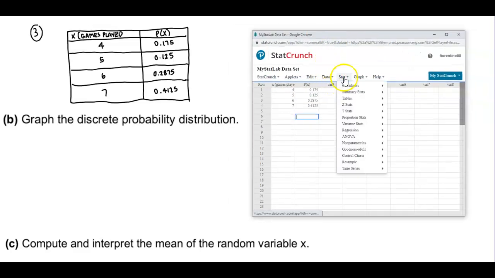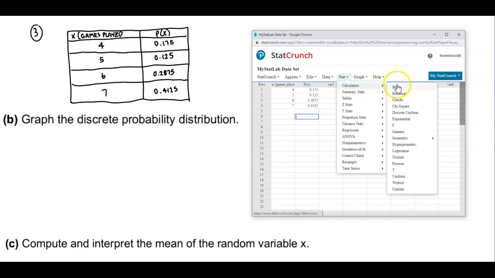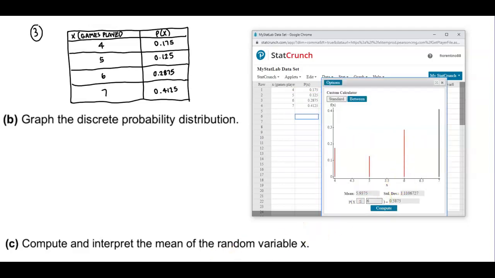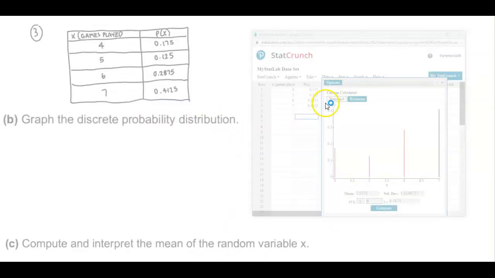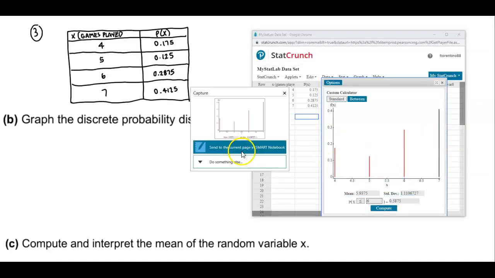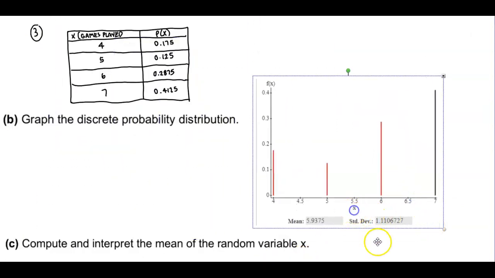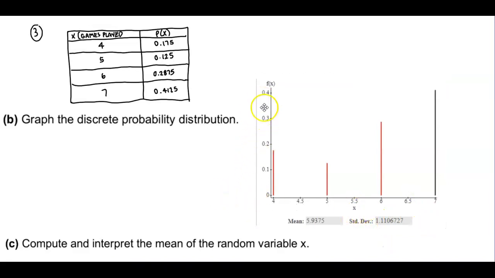So now we're going to go to Stat, select Calculator, and go all the way down to Custom. The values in are going to be the X, which is the games played, and the weights in are going to be the probability of X. So now we're going to compute. Let's take a look at this graph. So here is our graph. We can see the X, which represents the games played, and this is the probability.